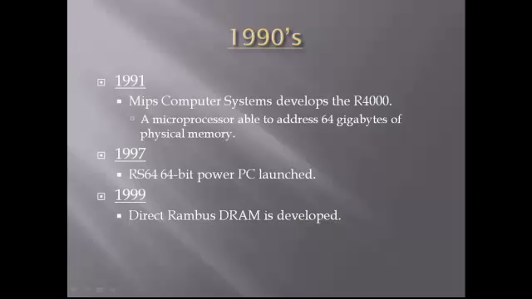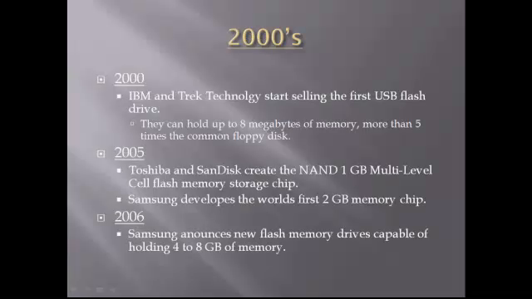In 1997, the RS64 64-bit PowerPC launched. And finally, in 1999, the Direct Rambus RAM is developed. In 2000, IBM and Trek Technology start selling the first USB flash drive. They can hold up to 8 megabytes of memory, which is more than 5 times the common floppy disk. In 2005, Toshiba and SanDisk create the NAND, which is a multi-level cell flash memory storage chip. Also in 2005, Samsung develops the world's first 2 gigabyte memory chip.